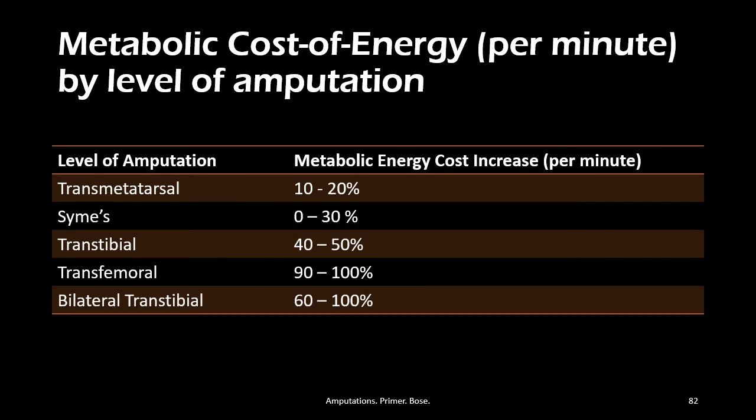This slide shows you an estimate of the metabolic cost of energy to move with a lower extremity prosthetic computed per minute by the level of amputation. Pause this presentation and get an appreciation of how the cost changes with longer amputation stumps.